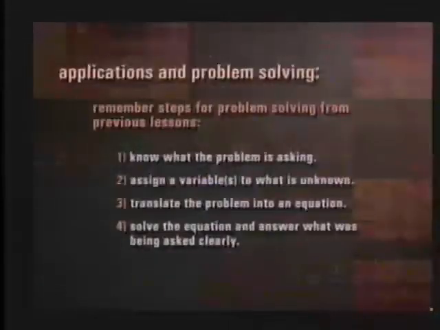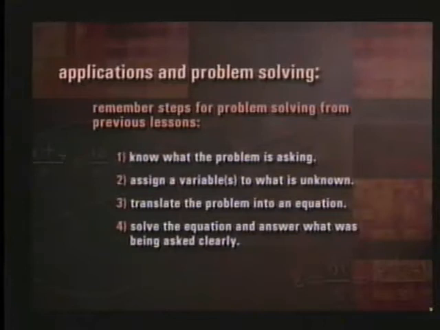Let's pick up where we left off in our last lesson. If you remember, we were working on application problems involving factoring using the quadratic equation. So let's go back to the graphic real quick and look at the 4 steps. The first step is always, when you're doing an application or word problem, know what the problem is asking. Number 2, assign a variable or variables to what is unknown. 3, translate the problem into an equation. And 4, solve the equation and answer what was being asked clearly.